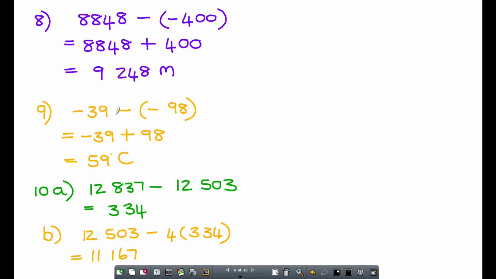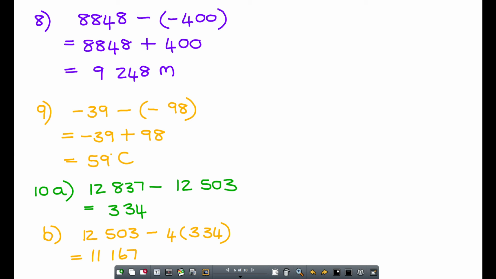Now again, these two negatives are going to make it a positive. And if I add that, the difference between them would be 59 degrees Celsius. It's 59 degrees warmer, so it's a positive. Good.